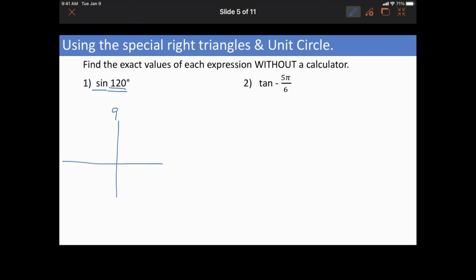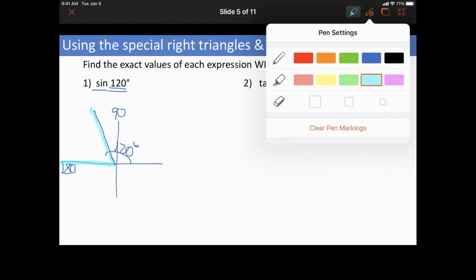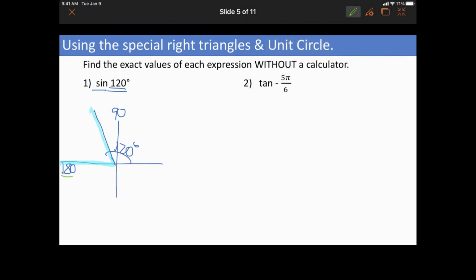So I know 120 is between 90 and 180, so we're going here. What is that reference angle? Remember, the reference angle is the angle that's created by the end side and the x-axis. I know this is 180, so 180 minus 120 is 60. So you're going to look at your 60 piece of paper, and we're going to create a triangle in the second quadrant. So this is what you should have in your paper.